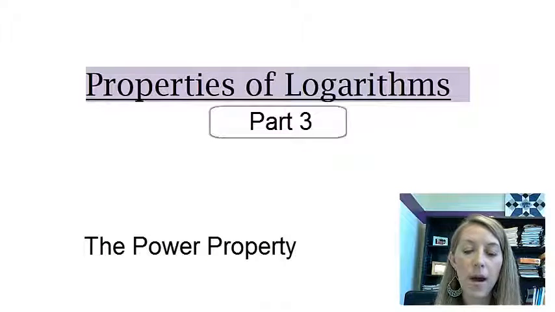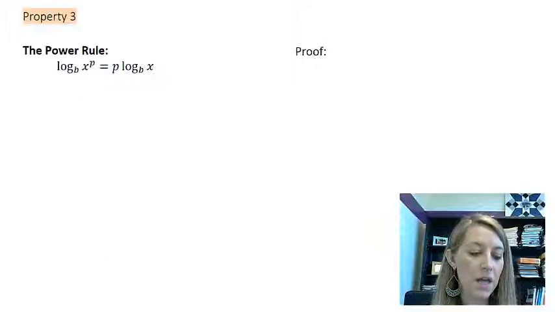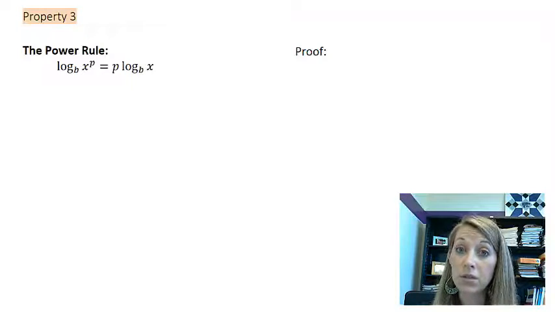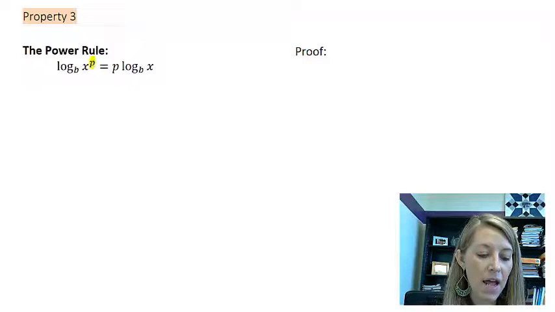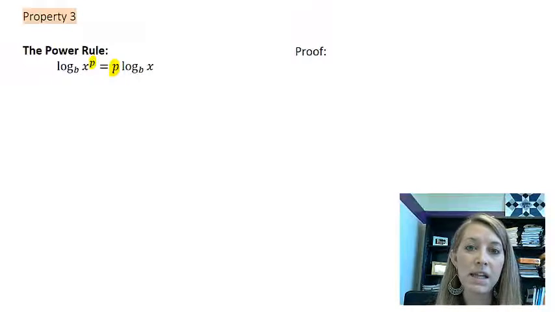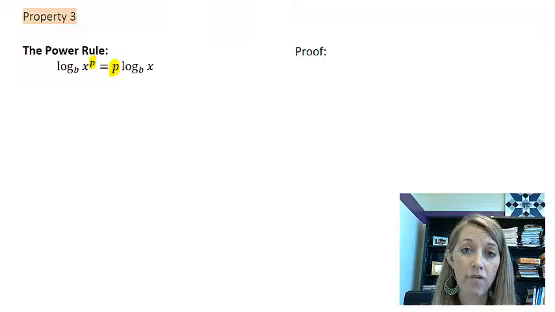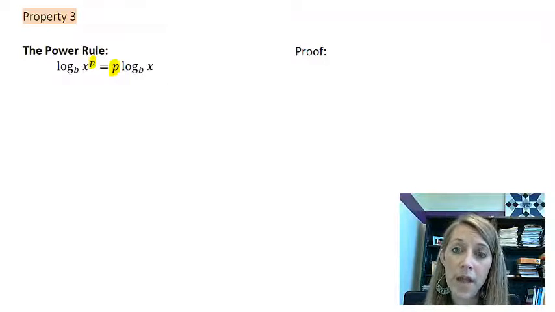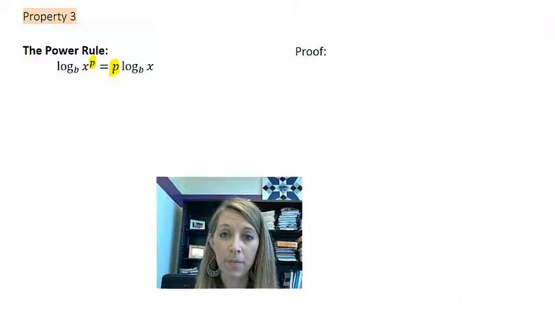So we are working on the properties of logarithms, and we have one left to learn. And that is property 3, which is the power rule. It says log base b of x to the power p is equal to the power times log base b of x. So basically it's saying if we have an exponent in our log function, that exponent can be written as itself times the log function. So we can take it from the exponent and pull it down in front.